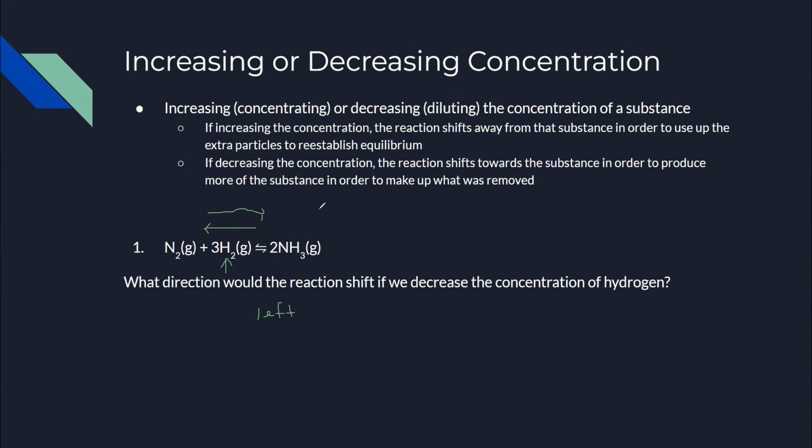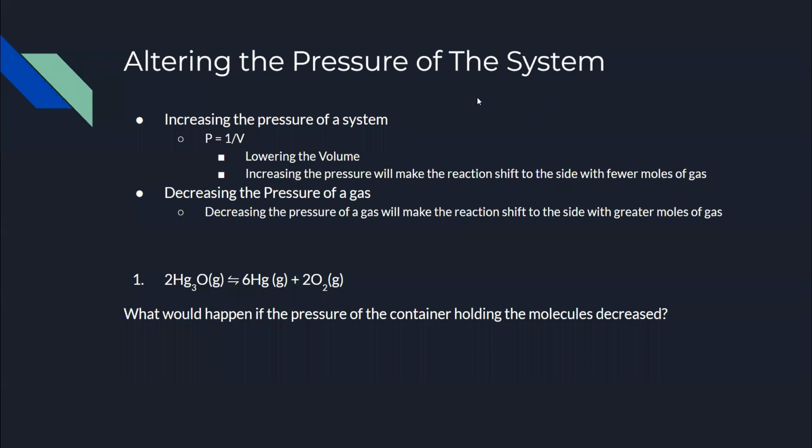So let's go on to pressure. Increasing the pressure of a system. Pressure is 1 over volume, and I believe you should know this from Unit 3, gas laws in AP chemistry. So if you lower the volume and basically increase the pressure, it will make the reaction shift to the side with the fewer moles of gas.